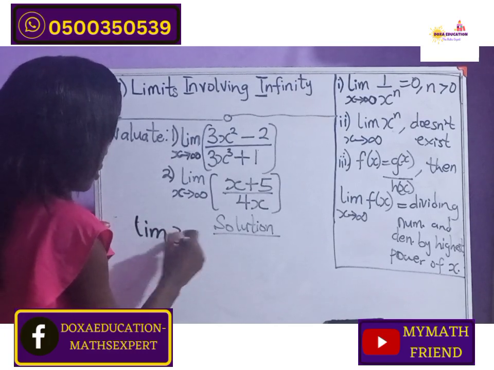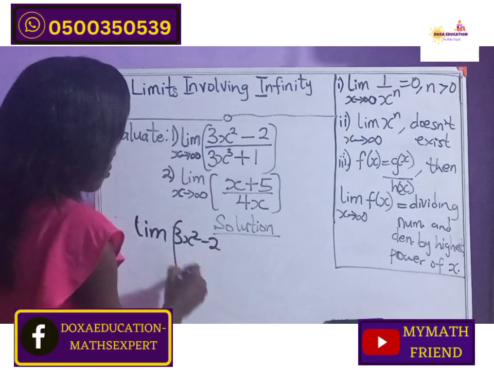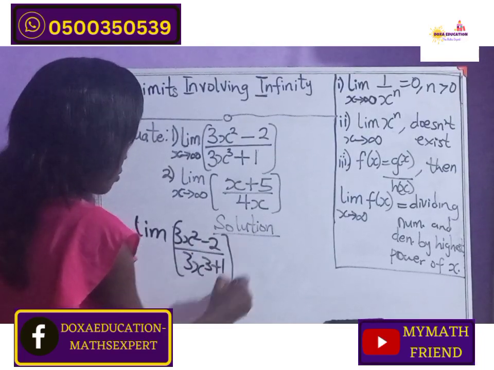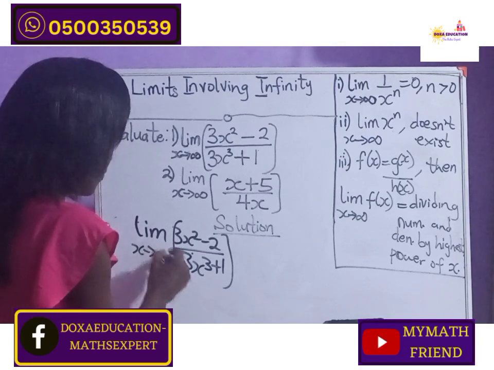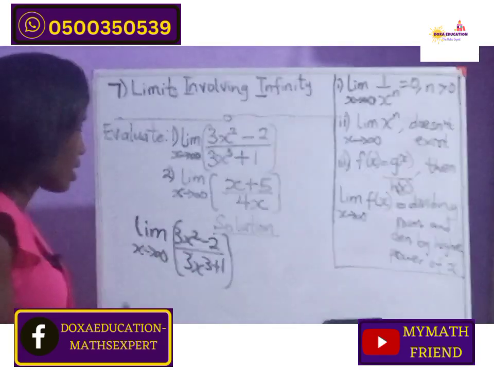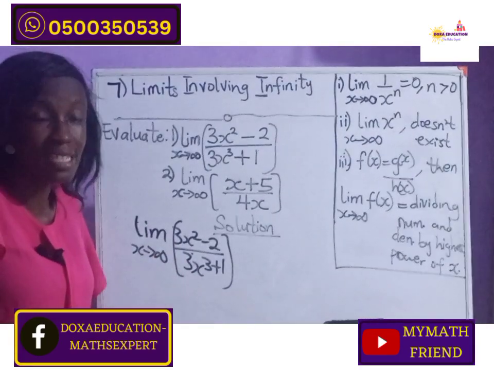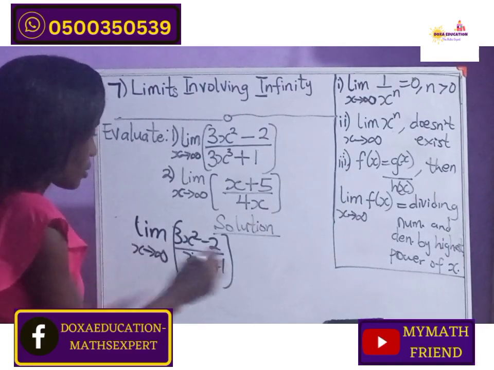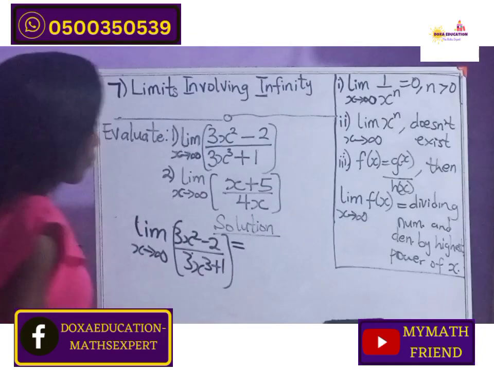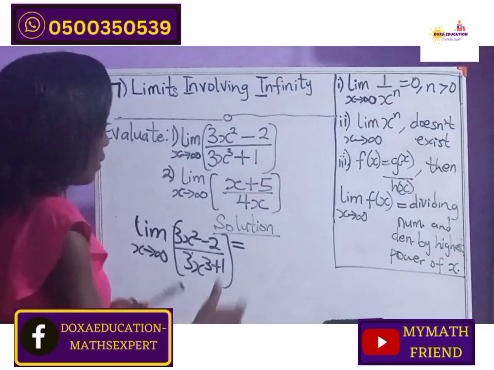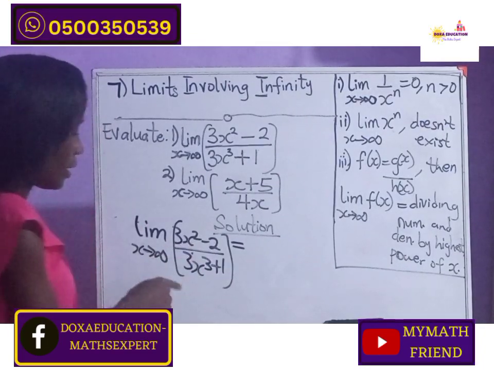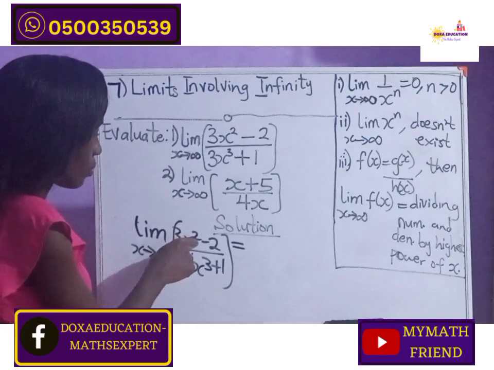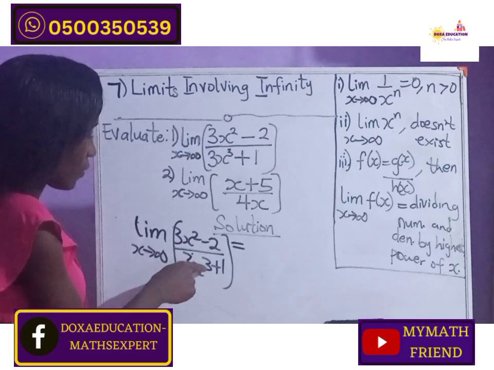The limit of 3x squared minus 2 over 3x cubed plus 1 as x approaches infinity. Approaching infinity means that the value of x gets bigger and bigger. In this case, you look at the highest power of x. What's the highest power of x in the numerator? It's 2. And what's the highest power of x in the denominator? It's 3.